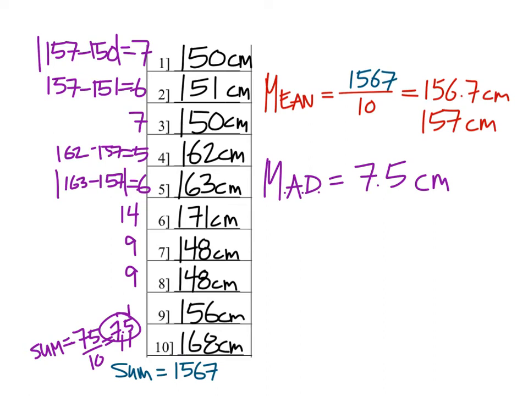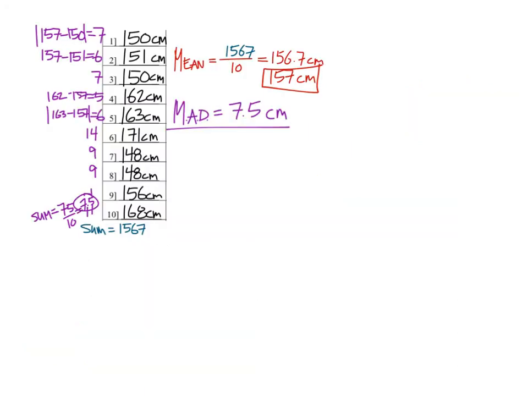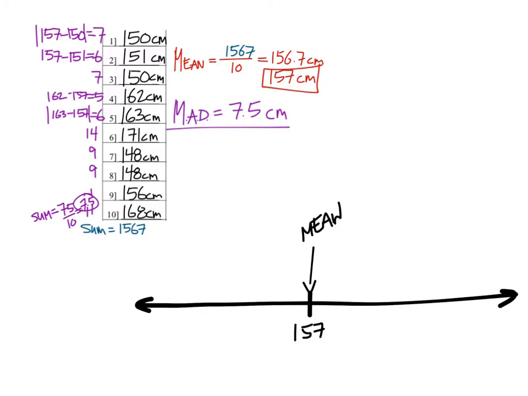Okay, we still need the mean, right, which we have at 157, and then the mean absolute deviation at 7.5, which will help us to determine how strange, perhaps, some of these numbers really are. Here we go. So I'm going to demonstrate this with a graph, a well-aligned number line. And then at the center of that number line, I'm going to put the mean right here, which is at 157 centimeters.